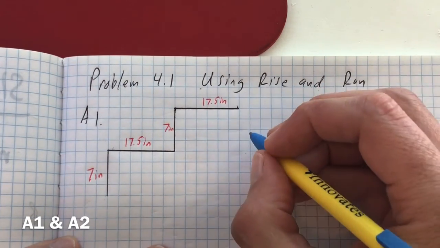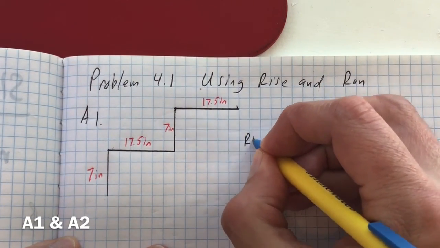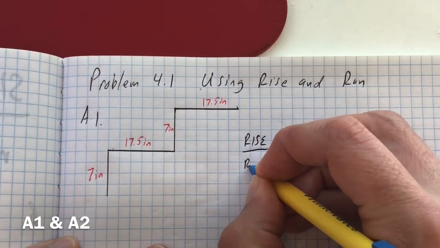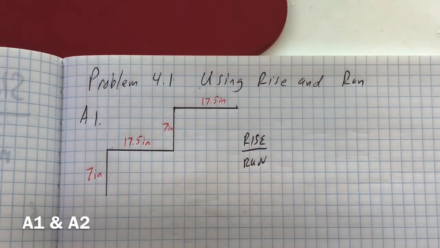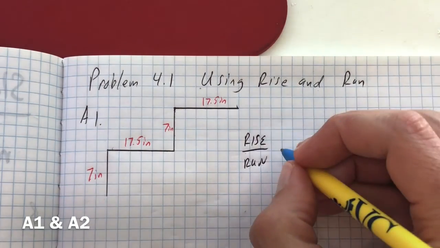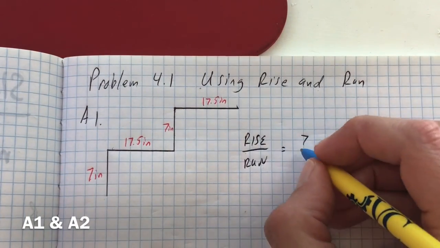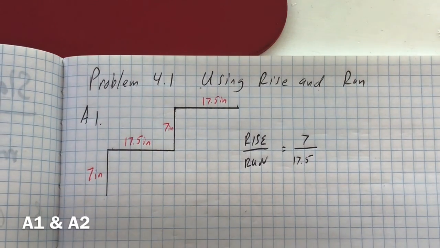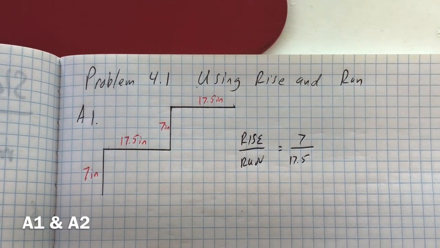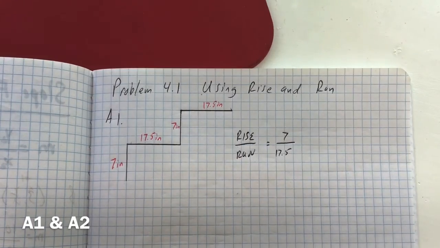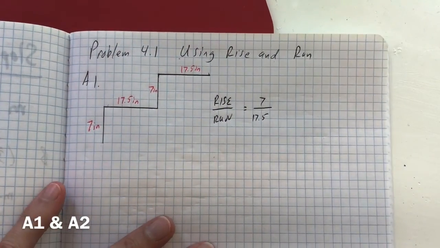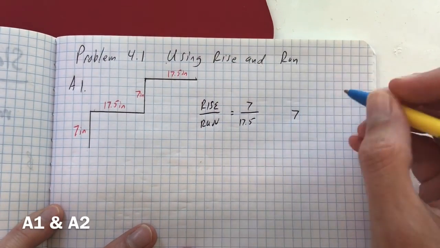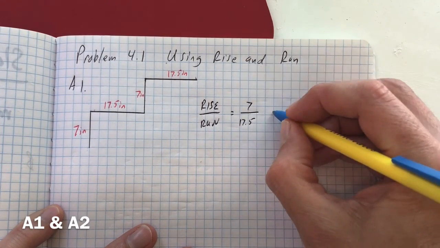So what that means when we say ratio, we're going to be looking at rise over run. In this case, because our rise is 7 and our run is 17.5, that's the ratio they gave us. But we need to go in and calculate that out and see what it would be as a decimal. So let's go ahead and do that. We're going to do 7 divided by 17.5.